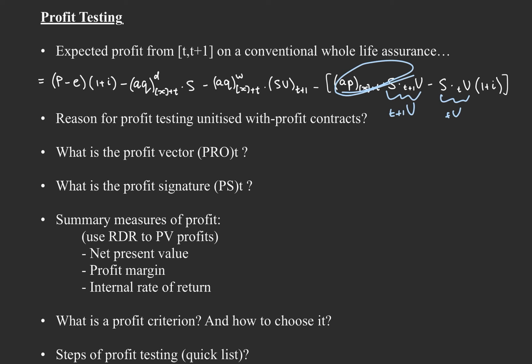All right, now we have summary measures of profit. Obviously we have this profit vector that sits in absolute terms, the amount of profit, and we have this profit signature as well. Now, there are other ways that we can measure profit. One of the ways that we can do that is with the net present value. So the net present value is this.